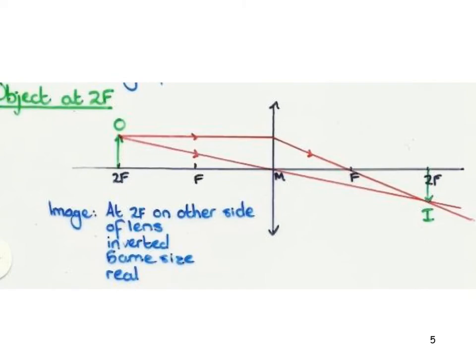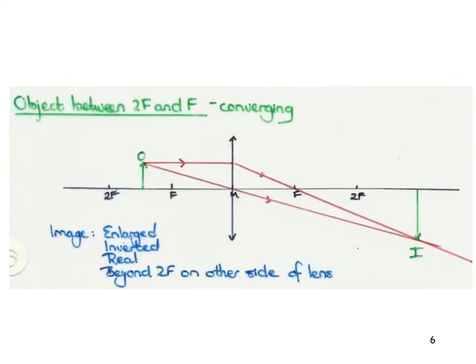So ray from the top of the object to the lens, diverts through the f, through m, until they meet again. Don't forget your arrows on your diagram. Here we're between f and 2f. I go parallel ray through f, ray through m until it crosses. I get an enlarged, inverted, real image beyond 2f on the other side of the lens.